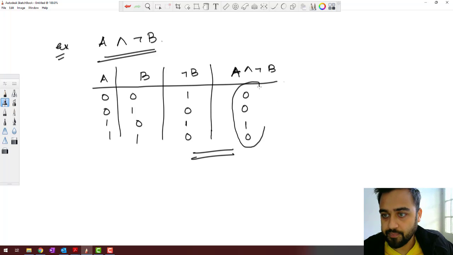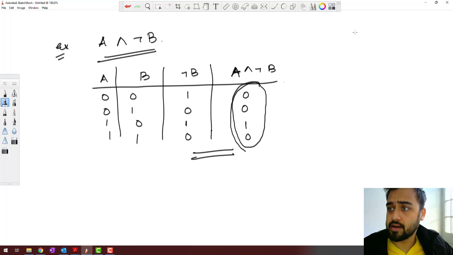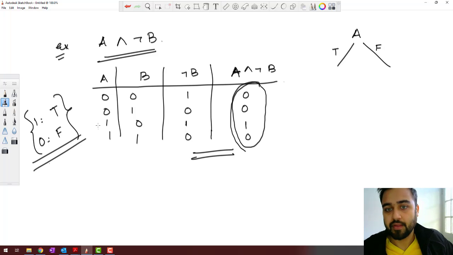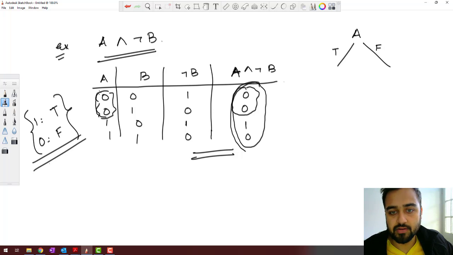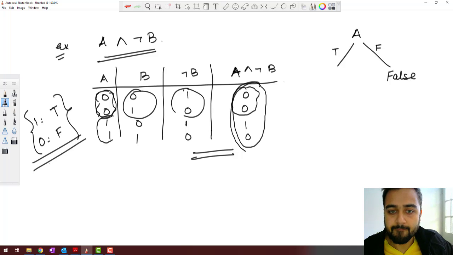Now you can build a decision tree out of these logic values. How do you do that? Let's say you start off with A. A has two values, true or false, where 1 represents true and 0 represents false. Whenever A is false, our output is false. Whenever A is 0, the result does not depend on the value of B or not B at all. Therefore, we can directly write that if A is false, the result is always going to be 0 or false.